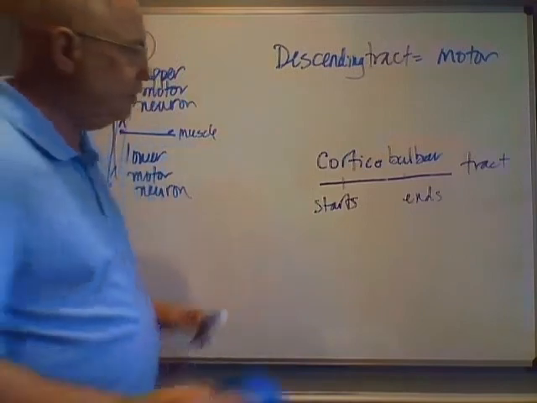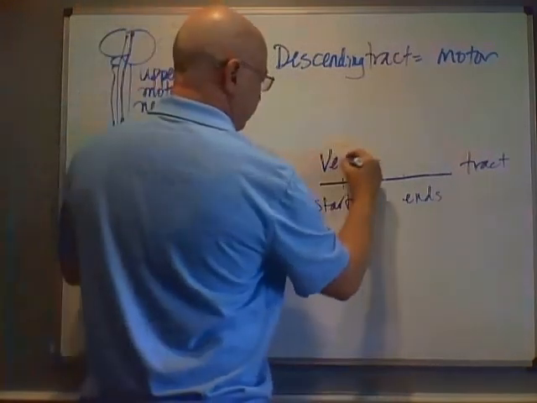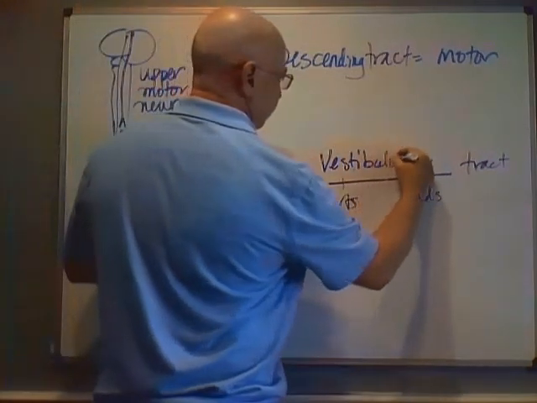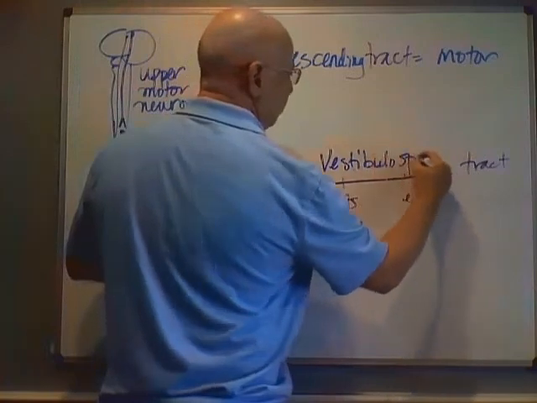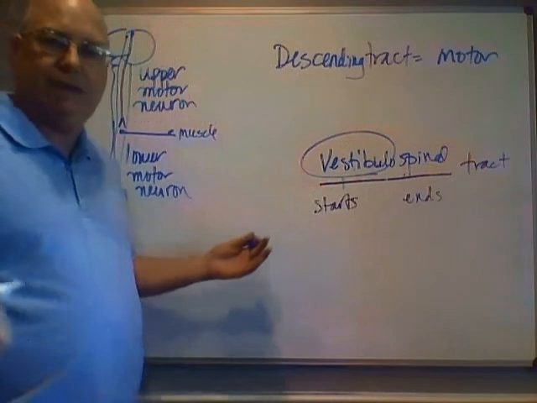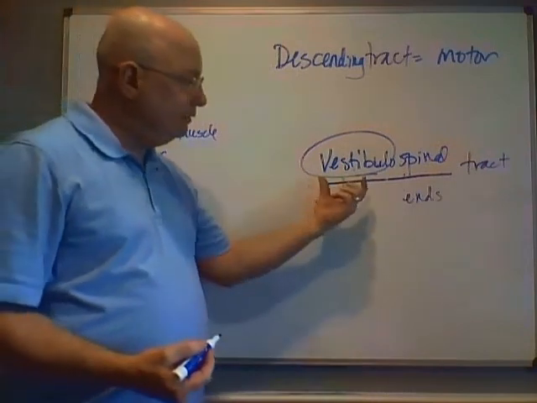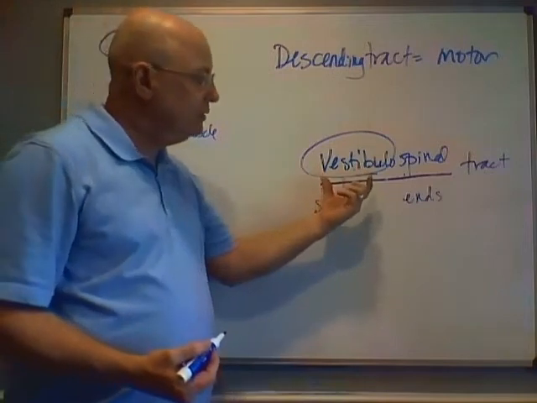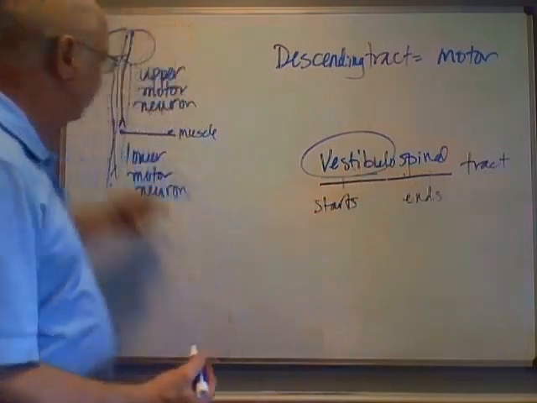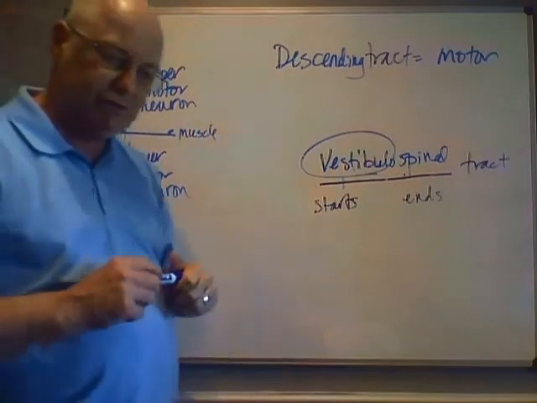Then we have another one called the vestibulospinal tracts. Well, look at the name. It starts in something called a vestibule. What the hell is that? I don't know. I do know, but maybe you don't. And maybe you do, who knows. But the vestibulospinal tract ends in the spinal cord. It must be descending. It must start somewhere higher in the structure called the vestibule.